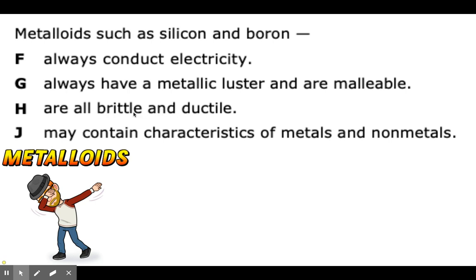And ductile. What? That doesn't even make sense. It breaks easily, but yet you can make a wire out of it? I can't even imagine what that would be. J, may contain characteristics of metals and nonmetals. Aha! That's the answer. It can have characteristics of metals and nonmetals, and that's why it's called metalloid.